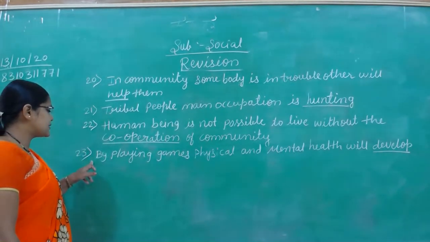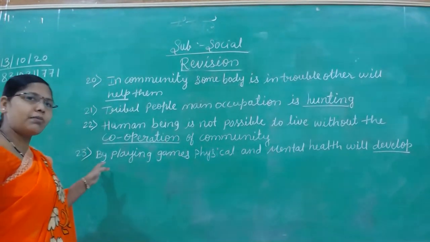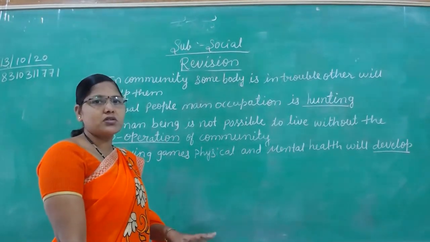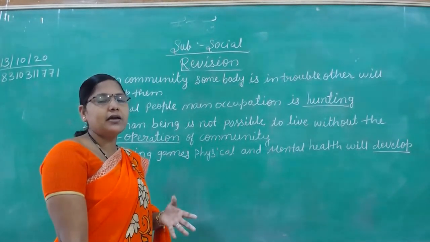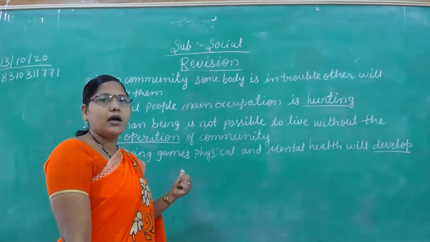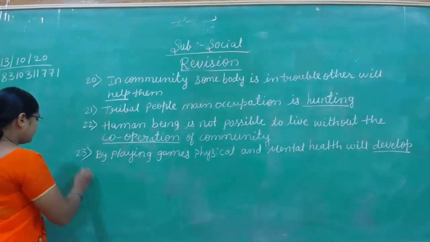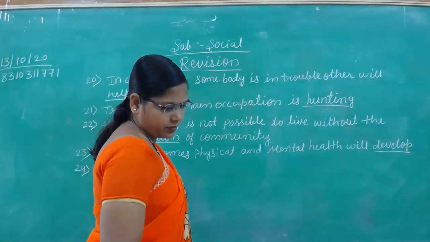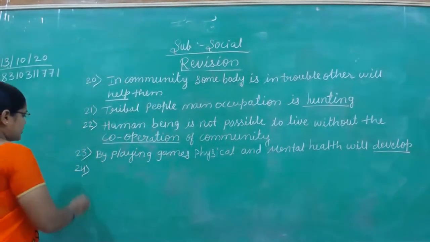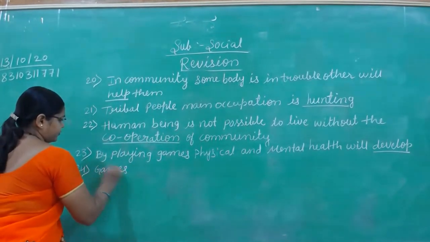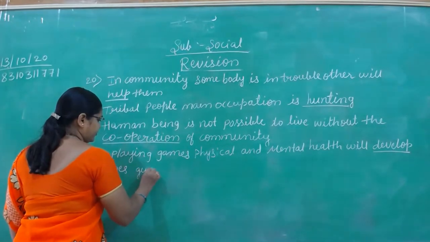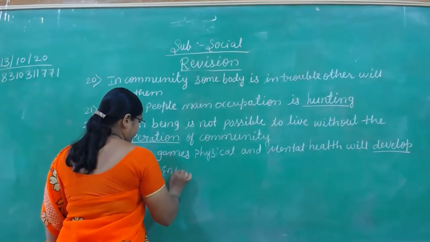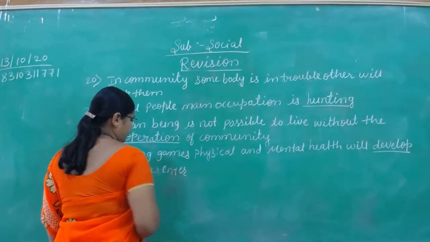See students, first lesson language, second lesson and the third lesson, community games are there, no? Community games fill in the blanks, 8 are there. I want to give you 5 in revision. Because 8 are there, it is not necessary to give all 8. That's why I will give you only 5 for community games. Okay? And the 24th: games are used for entertainment.